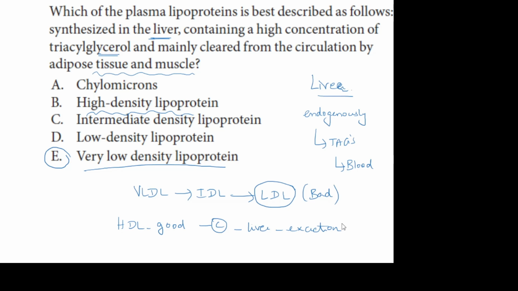Then we have the LDL, which is synthesized from VLDL, and it is a carrier of cholesterol, and it is a bad cholesterol. It goes and deposits all the cholesterol in the tissues. Now finally we have the good cholesterol, which is HDL, which takes the cholesterol from all the tissues and gives it to the liver for excretion. These lipoproteins are carriers of lipids in the blood.